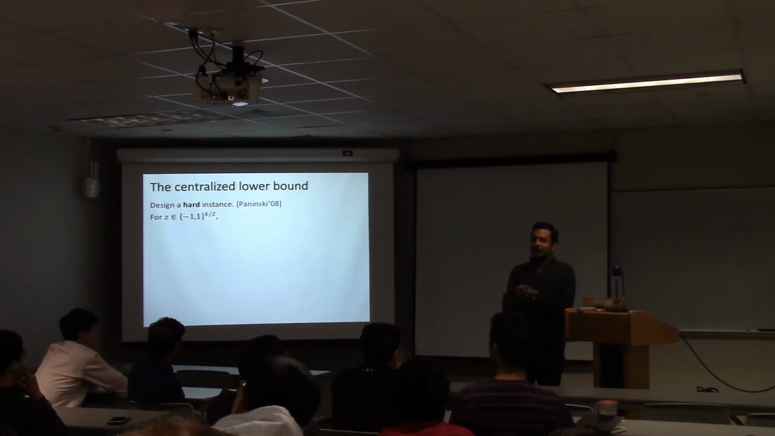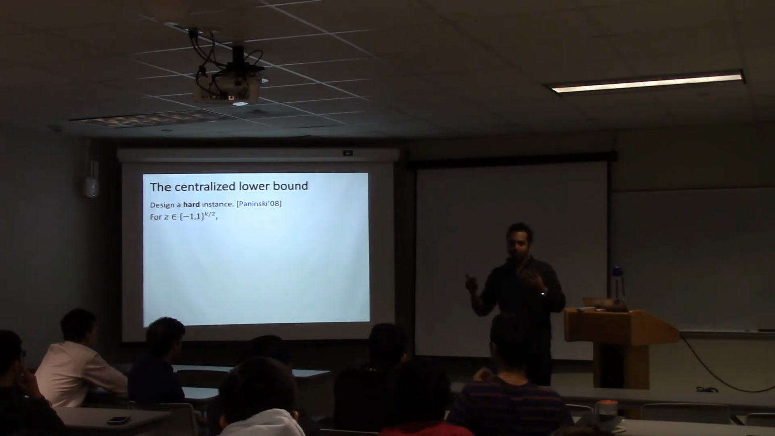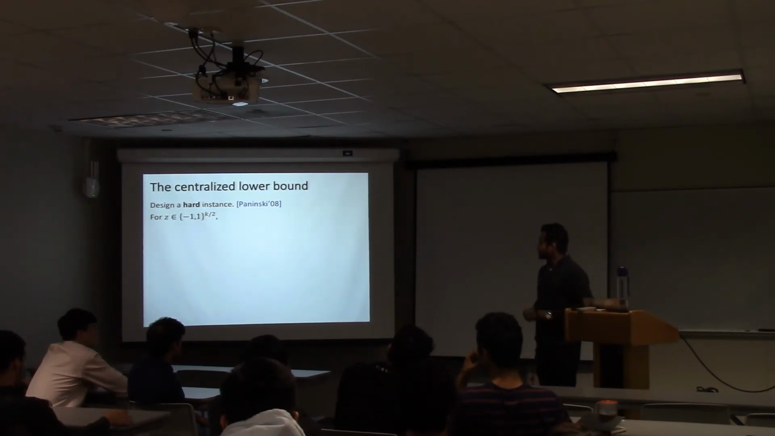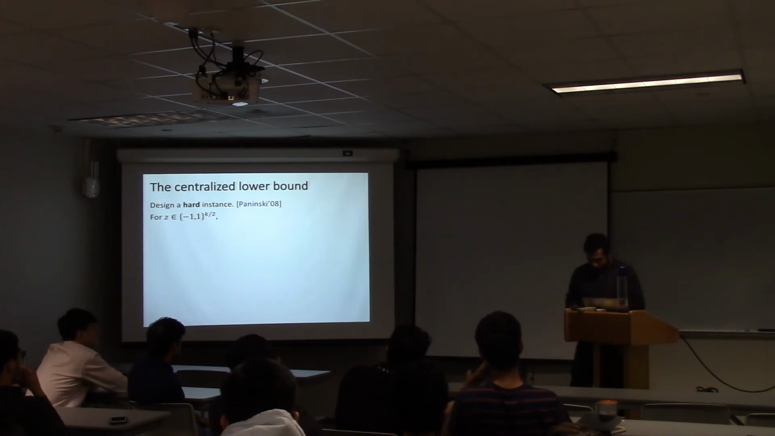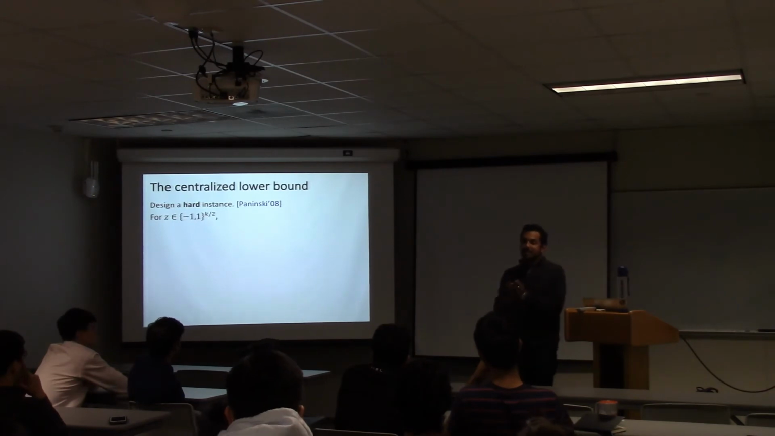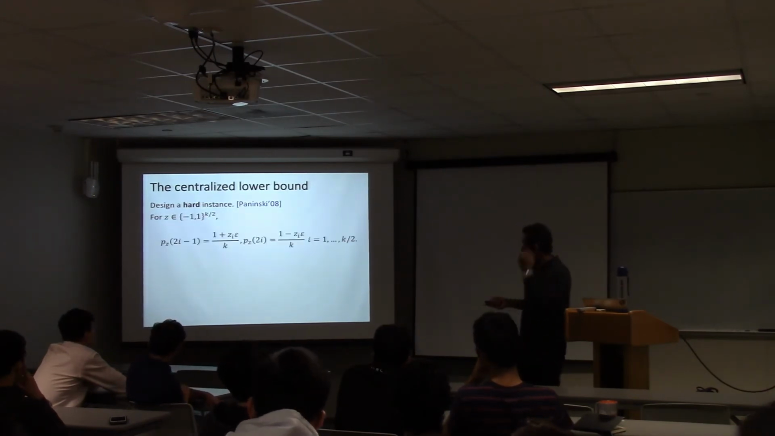We want to show that unless you have root k over epsilon square samples, you cannot tell the uniform distribution from the distributions that are far. So the way this proof goes is, let's design a large class of distributions, exactly 2 to the power k over 2 of them, that are defined as follows.